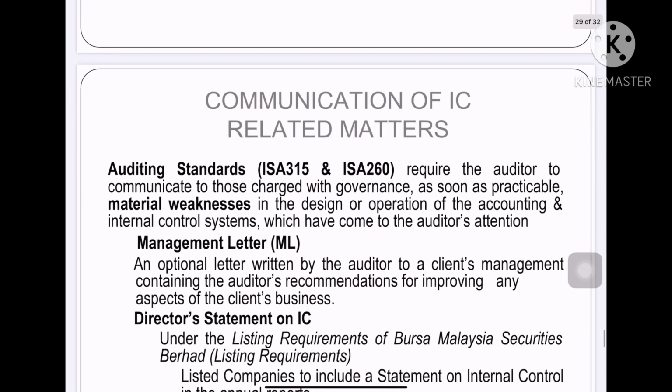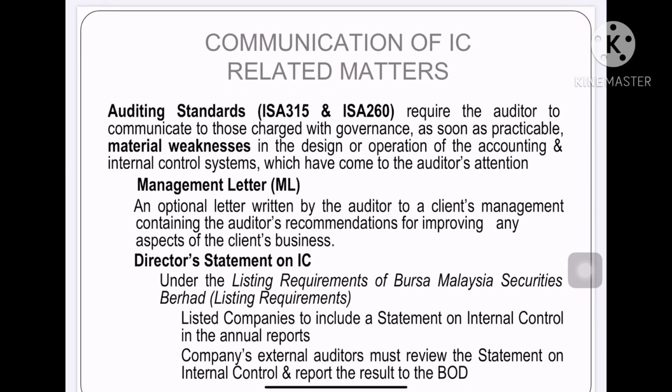Alright, next one, for the auditing standards, ISA 315 and ISA 260 require the auditor to communicate to those charged with governance, as soon as practicable, material weaknesses. So if the auditor finds out there are some material weaknesses in the operation, they have to communicate. Communicate in what? They have to communicate in the management letter.